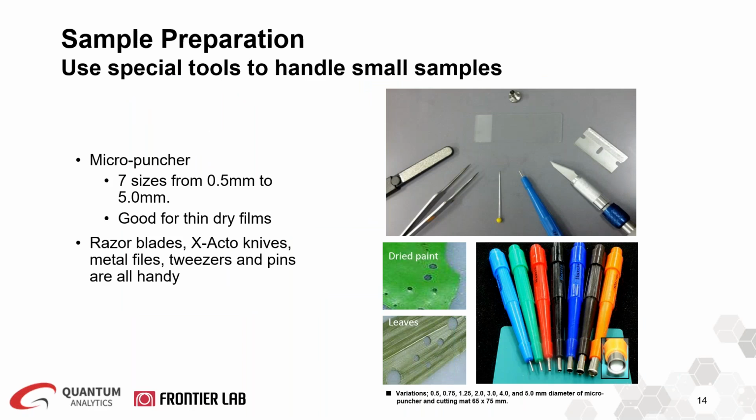Here are some special tools which I frequently use to handle small samples for sample preparation in Pyrolysis-GC. The toolbox includes the micropuncher with 7 sizes from 0.5 millimeter to 5 millimeter. They are good for thin dry films. Laser blades, X-acto knives, metal file, tweezers, and pins are all handy.